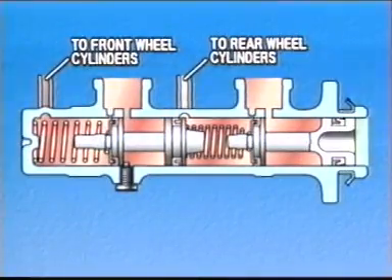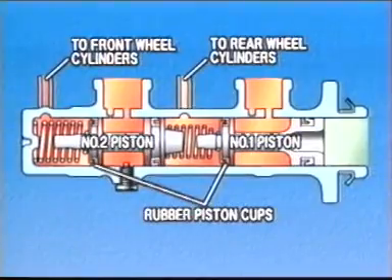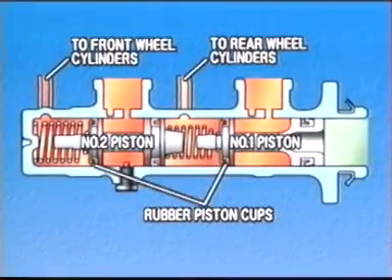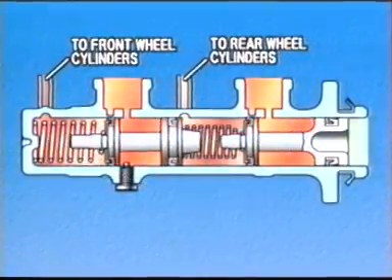When the brake pedal is depressed, number 1 piston moves to the left, and the piston cup seals the passage between the cylinder and reservoir tank. At the same time, hydraulic pressure is generated, moving number 2 piston to the left, thus sealing the passage between the cylinder and the reservoir tank, and hydraulic pressure is transmitted from respective cylinders.